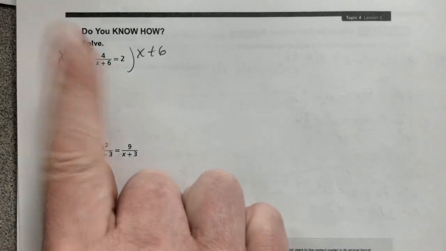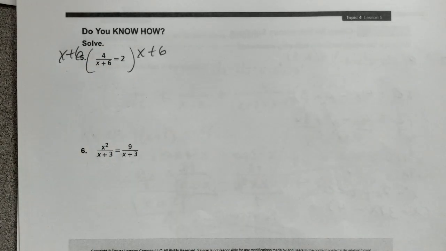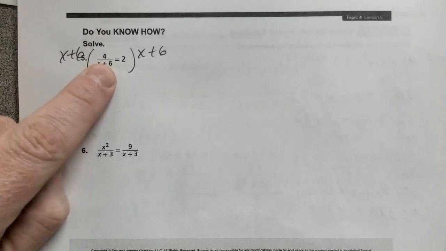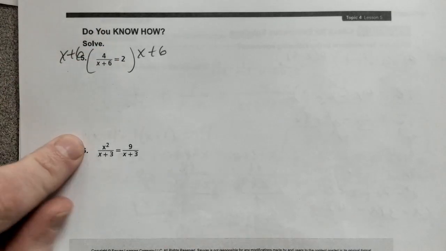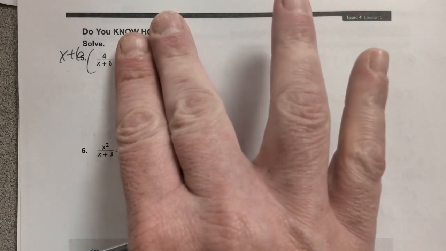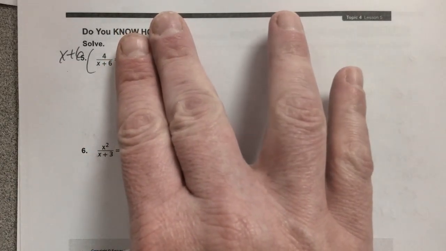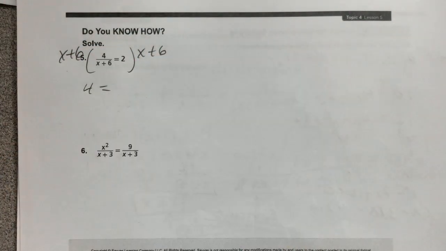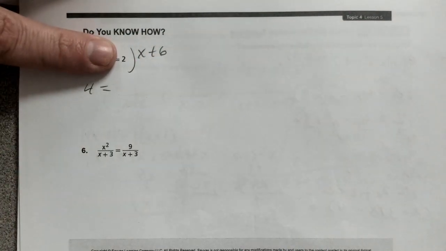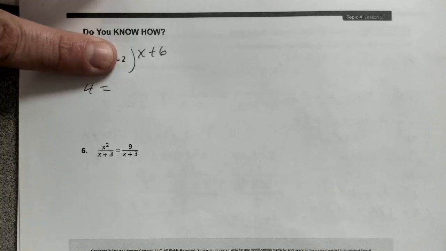Chloe, how many terms does this equation have? 2. One on the left side and one on the right side. All right, Chloe, on the left side, when we multiply, what cancels? X plus 6. Good. What's left over? 4. Good job. On the right side, Chloe, what cancels? Nothing. Good. What's left over? 2 times x plus 6.